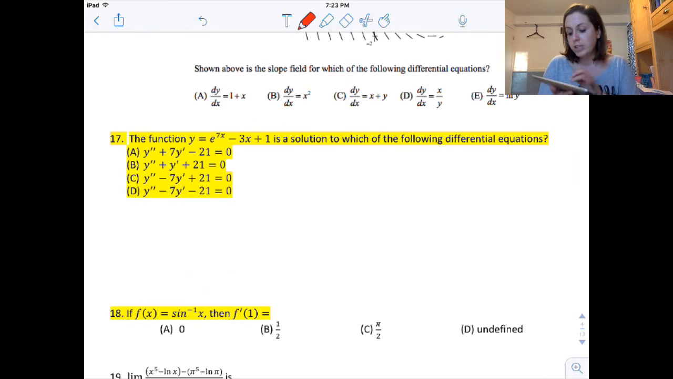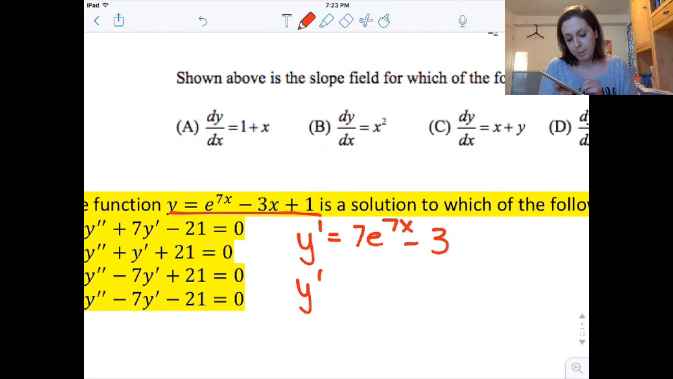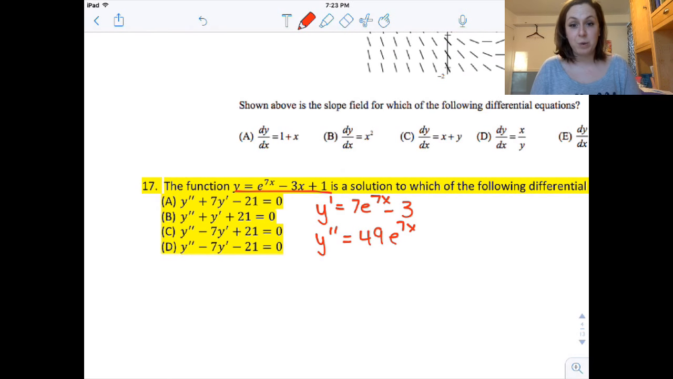So this is y. And all of these equations involve y prime and y double prime. So the first thing I'm going to do is find that. Y prime would be 7e to the 7x plus or minus 3. Y double prime would be 49e to the 7x. And now I'm going to plug these in and see which one works.